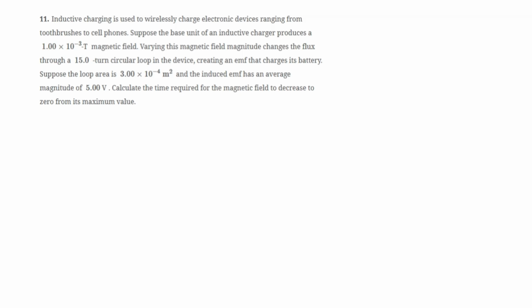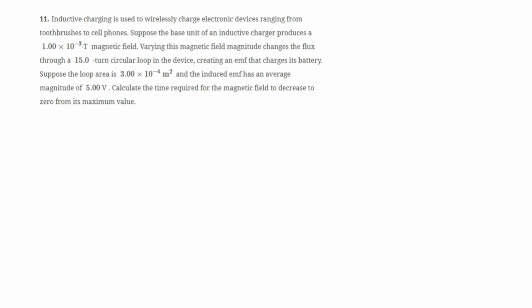The next exercise says this. Inductive charging is used to wirelessly charge electronic devices, ranging from toothbrushes to cell phones. Suppose the base unit of an inductive charger produces a 1 times 10 to the negative 3 tesla magnetic field. Varying this magnetic field magnitude changes the flux through a 15-turn circular loop in the device, creating an electromotive force that charges its battery.